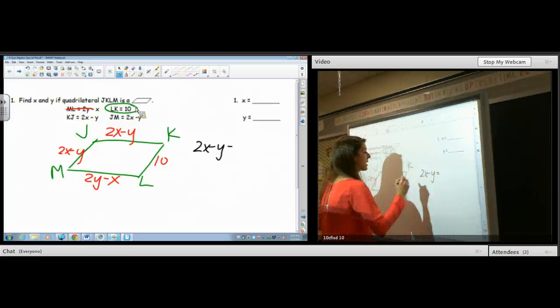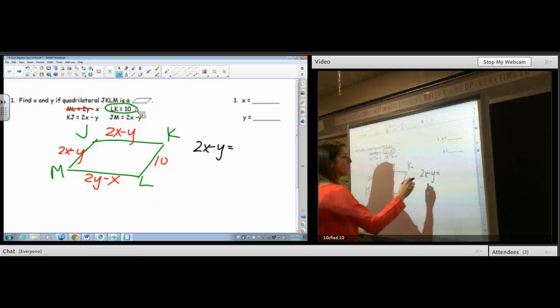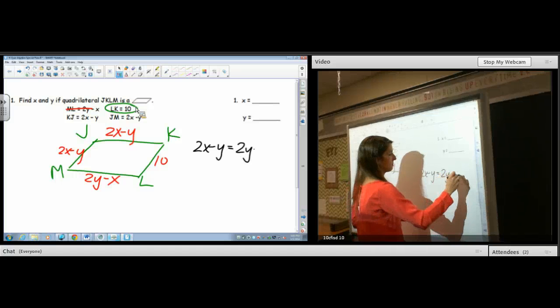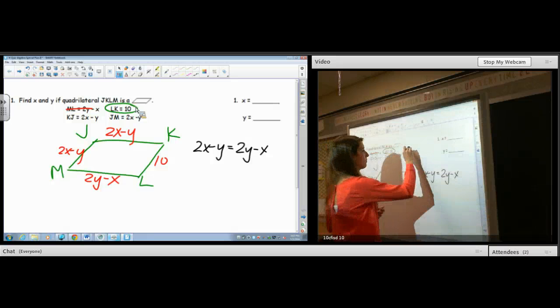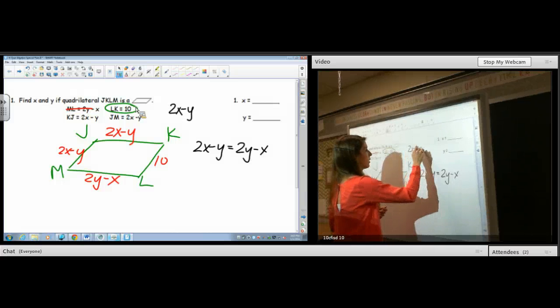2x minus y equals 2y minus x. And my other equation is 2x minus y equals 10.